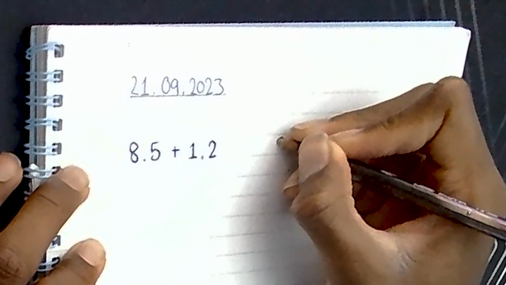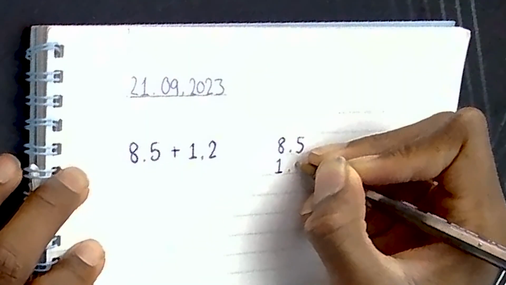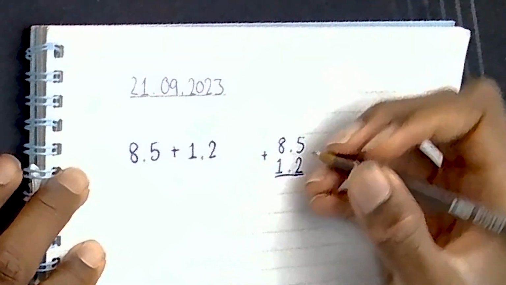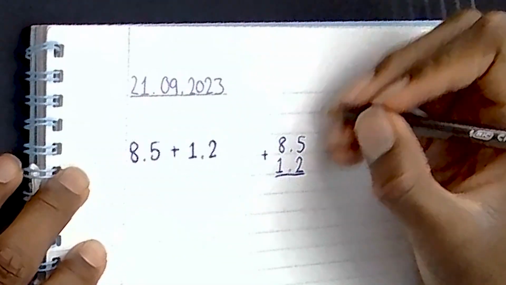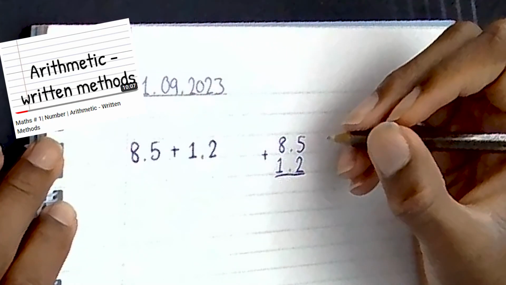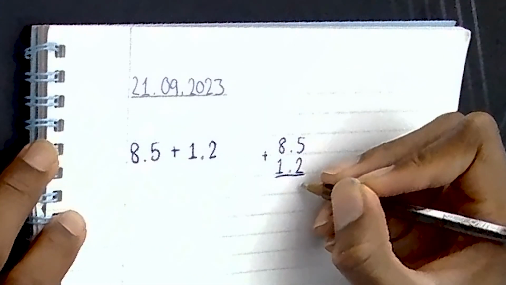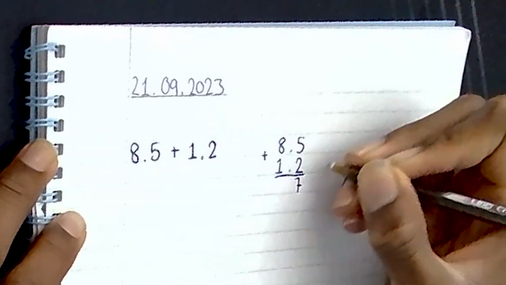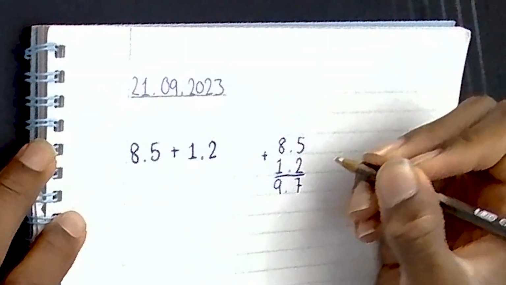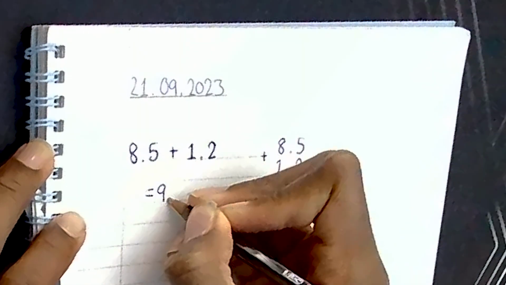So we'd write 8.5 and 1.2. So we lay it out normally, but just the decimal points are aligned. Then we just add as normal. If you didn't see my last video, then I suggest you watch that first. So 5 plus 2 would be 7. 8 plus 1 would be 9. So our final answer should be 9.7.